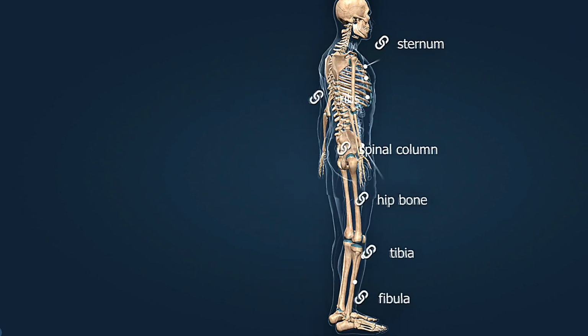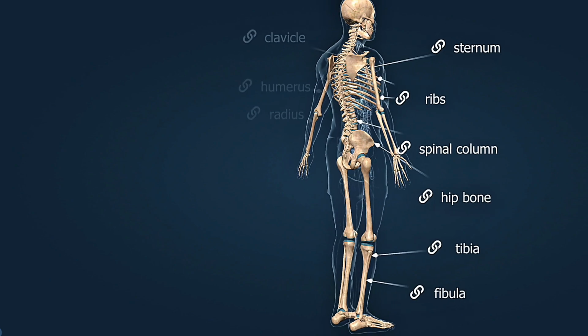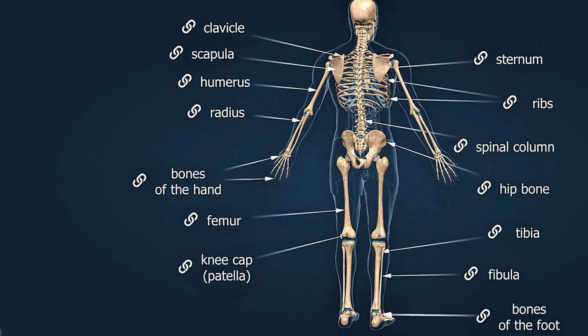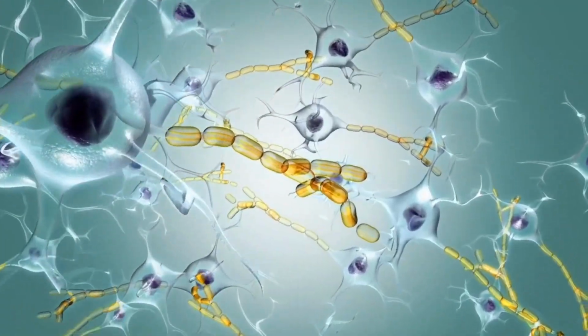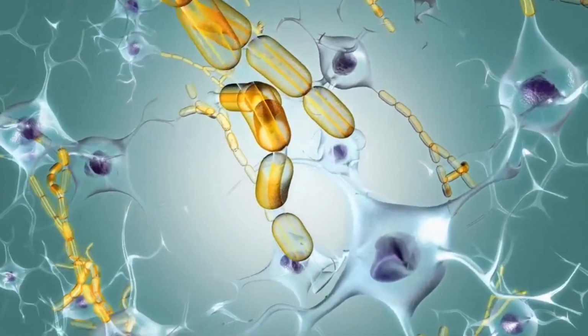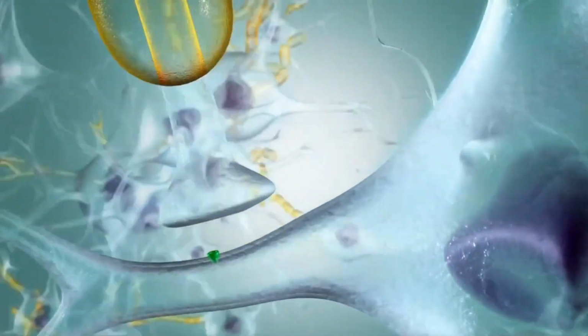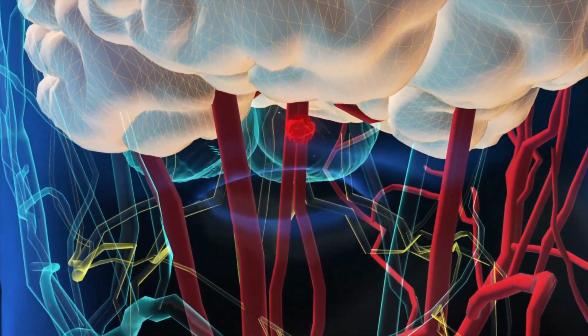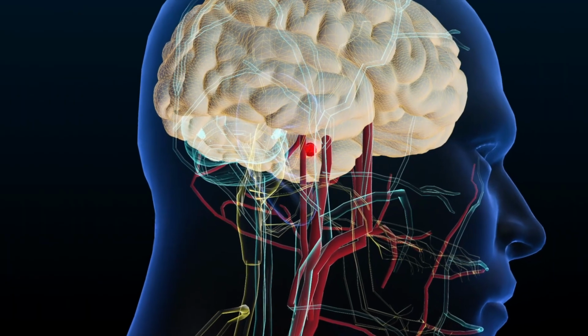This wave travels deep inside the muscle through T-tubules, reaching the sarcoplasmic reticulum, which releases calcium ions, the true starter of contraction. Now the magic happens. Calcium binds to troponin, which shifts tropomyosin, exposing active sites on actin.